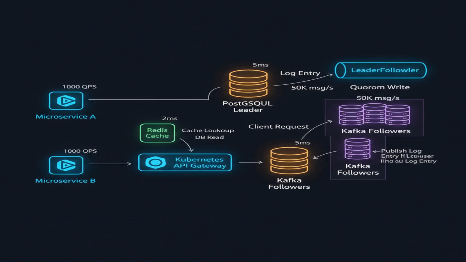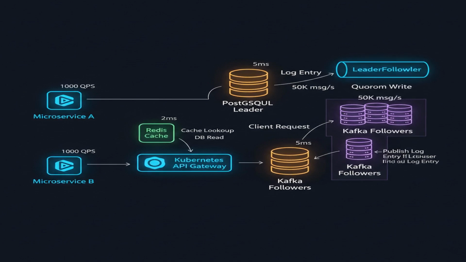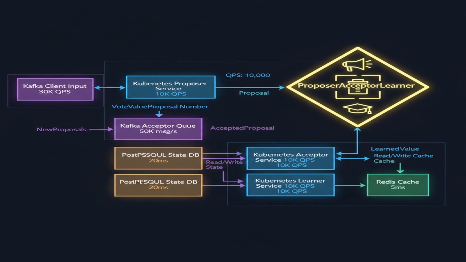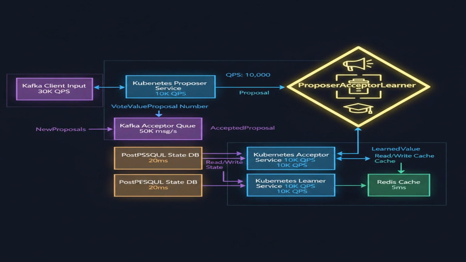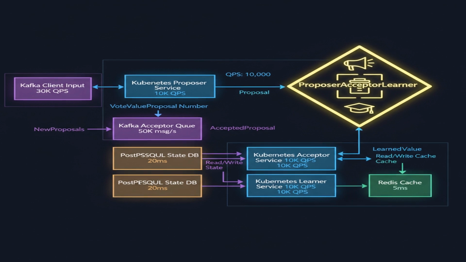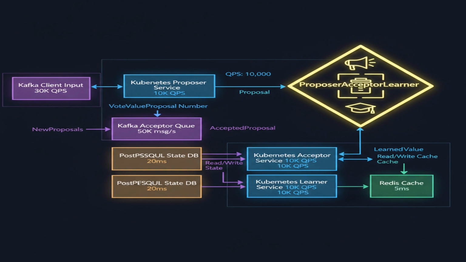Stop. Think about this. Paxos is notoriously difficult to implement correctly. The reason is that it requires careful handling of concurrent proposals and potential conflicts. This brings us to a crucial challenge: multi-Paxos. Basic Paxos only agrees on a single value. Multi-Paxos extends Paxos to agree on a sequence of values, which is essential for building a replicated log.